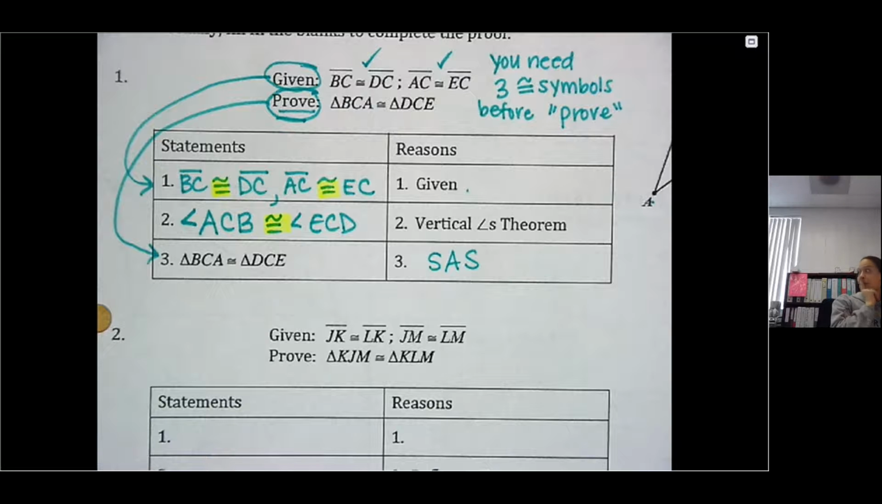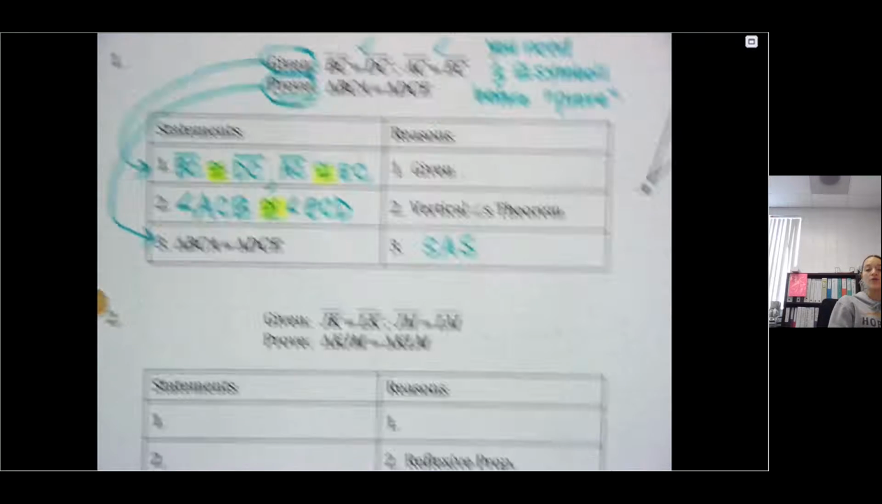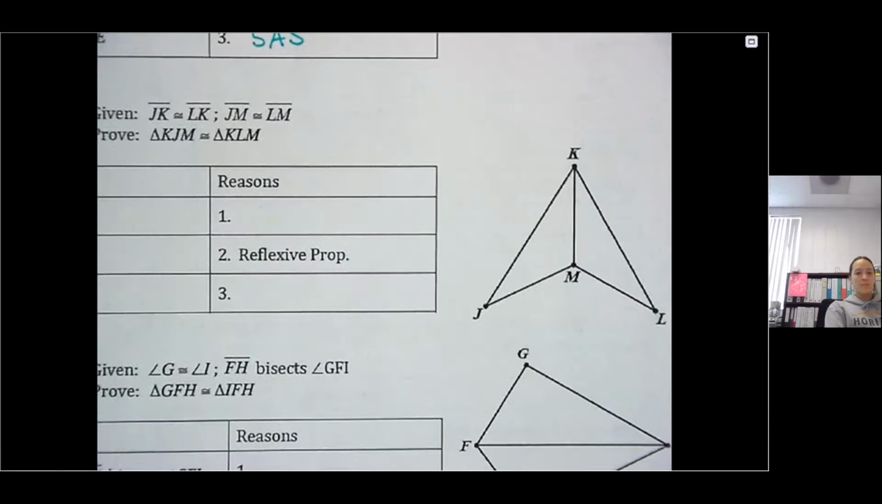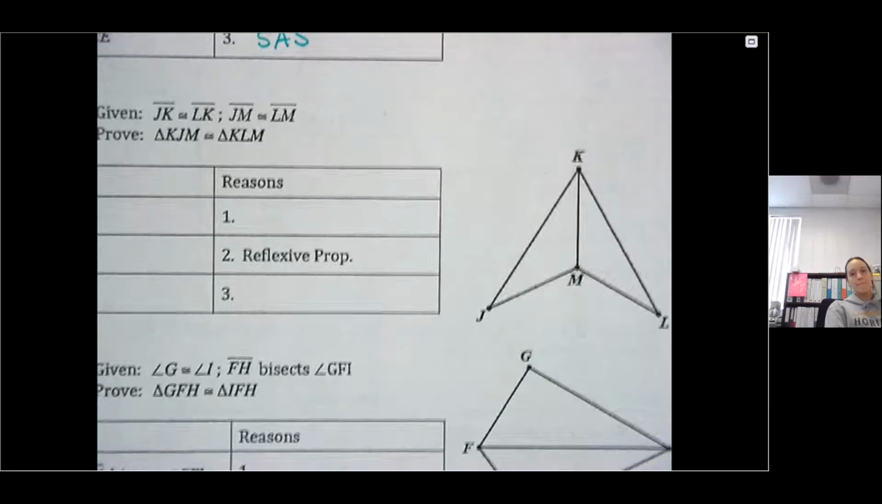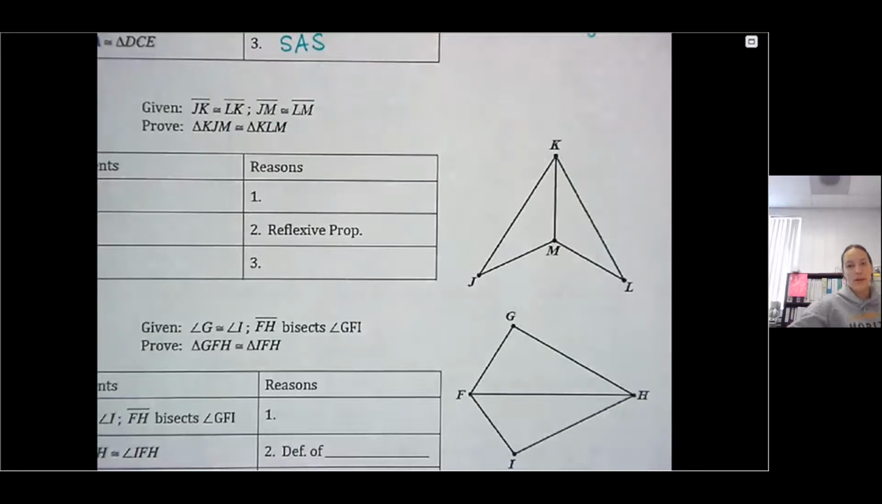None? Nothing? Okay. Then, smarty pants, I want you to go to number 2. I want you to start by marking up the picture. Just mark it up. Use that given information, mark up that picture. Yeah, you can talk to each other. Go ahead.